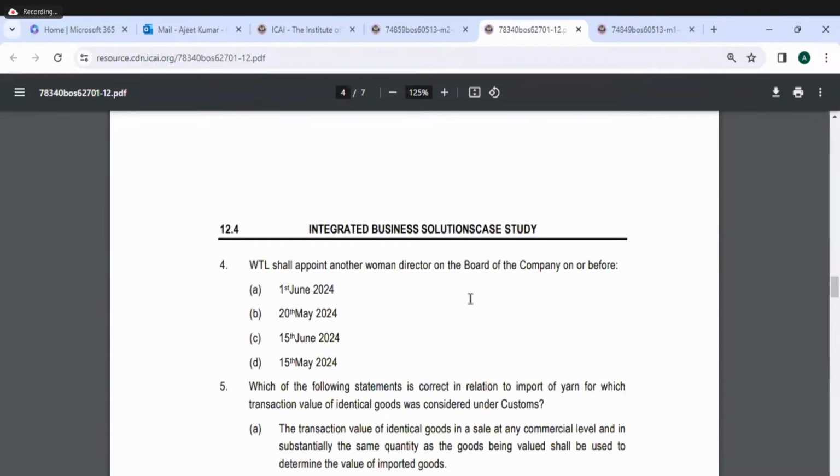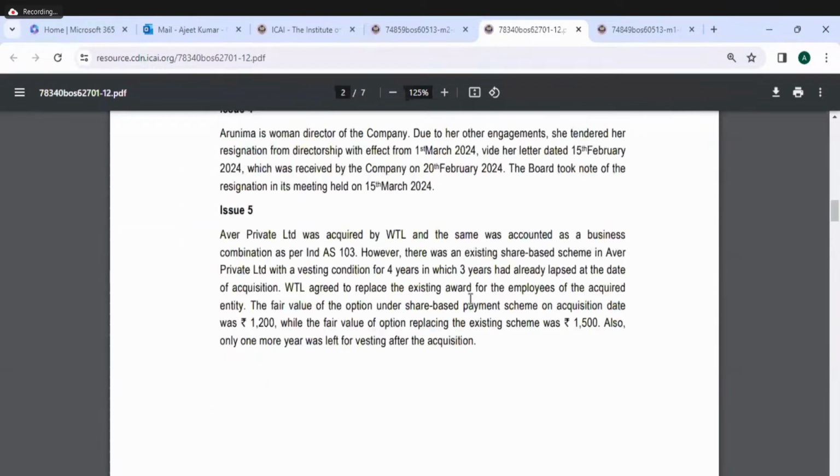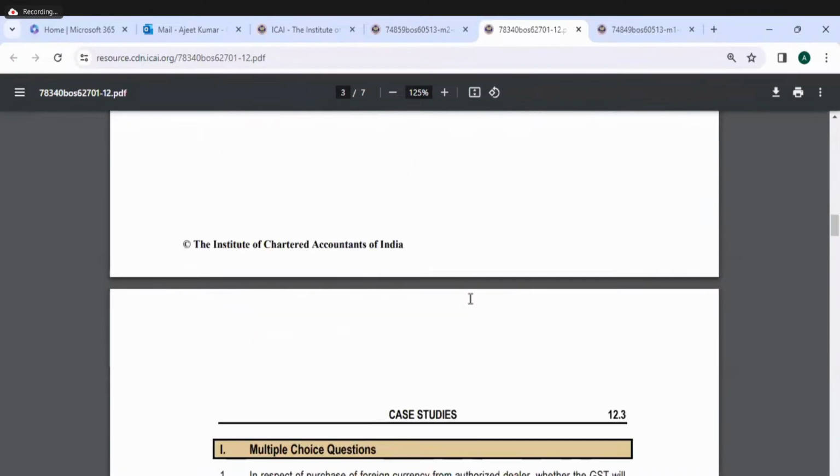So let's move. I hope it is clear to you all. So let's move on to our next MCQ, which is your fourth MCQ. WTL shall appoint another woman director on the board of the company on or before... Very easy question. I don't need to even think about what we have to write. So I can write the answer without even seeing the facts of the question.